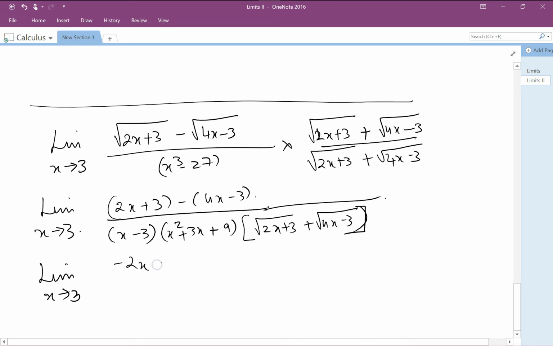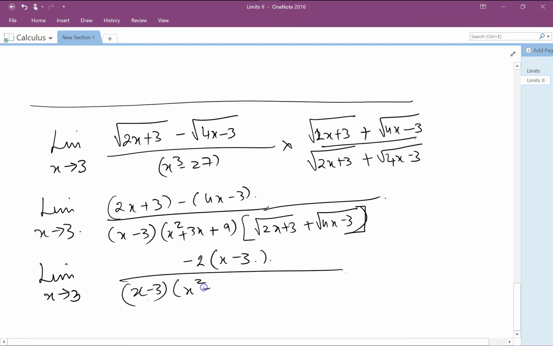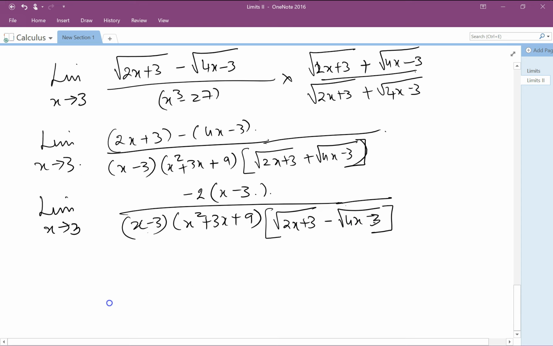of minus 2x plus 6. Now this can be written as 2 times 3 minus x, or if we take out minus, this becomes x minus 3, right? So now we can remove this. x minus 3, x square plus 3x plus 9, square root of 2x plus 3 minus square root of 4x minus 3. Now let's directly substitute.